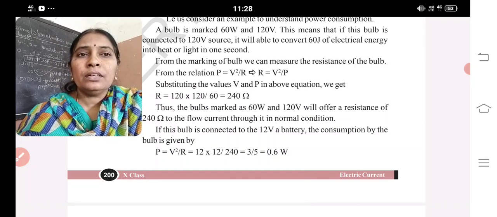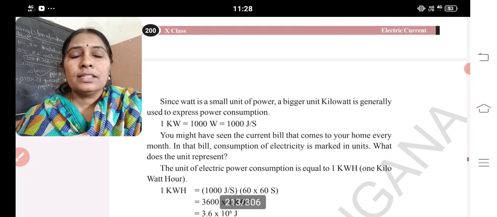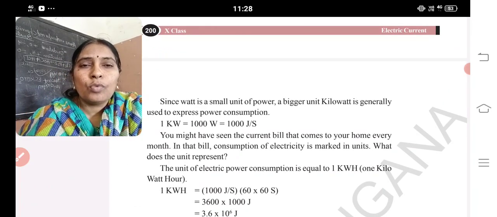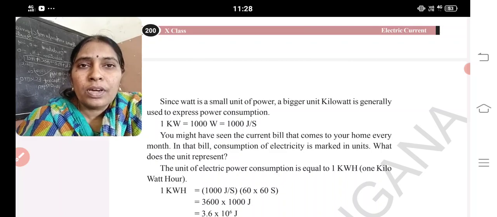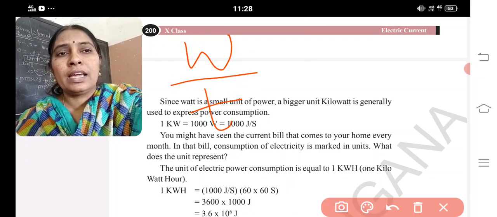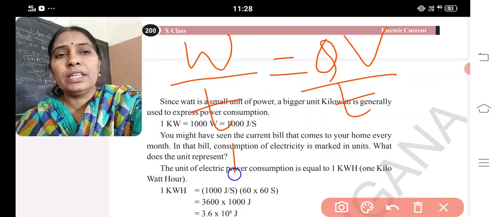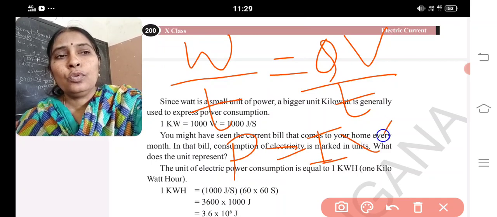V is nothing but 12. 12 into 12 by 240 gives 0.6 watts. Now, what is the unit of power? What is power? Rate of doing work. Rate means time, and work is nothing but Q into V, so power is W by T, which is Q into V by T. You know that Q by T is nothing but I, so power is I into V.